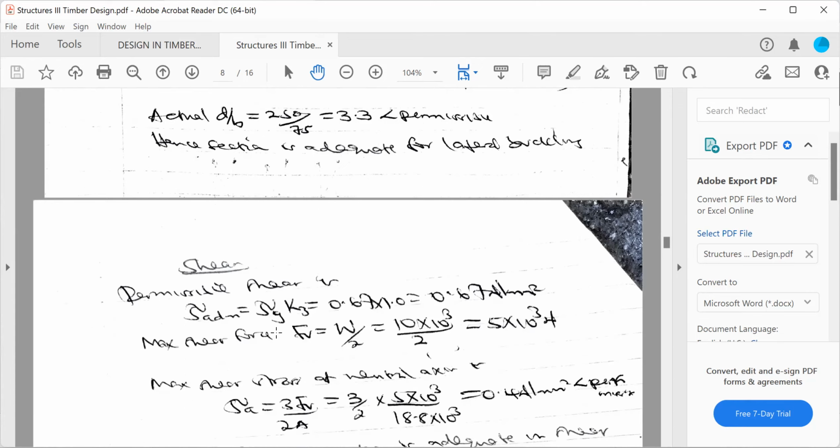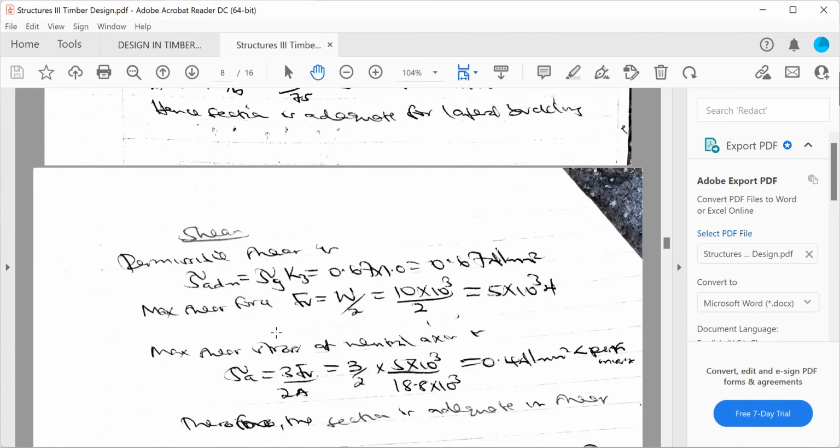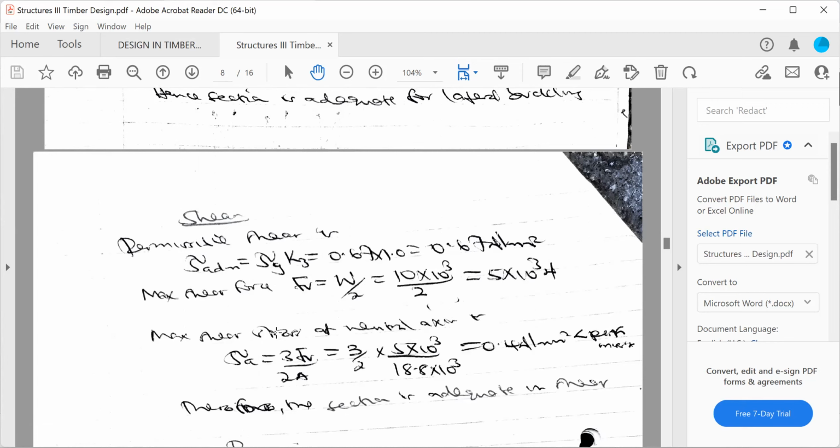So let's go to shear. Now, permissible shear is what our timber section can withstand, can carry. So permissible shear, shear ADM, is equivalent to shear G, which is what we obtained from the table. We only multiply by the load factor. It was 0.67. We multiply by 1. So you find 0.67 Newton per millimeter squared.